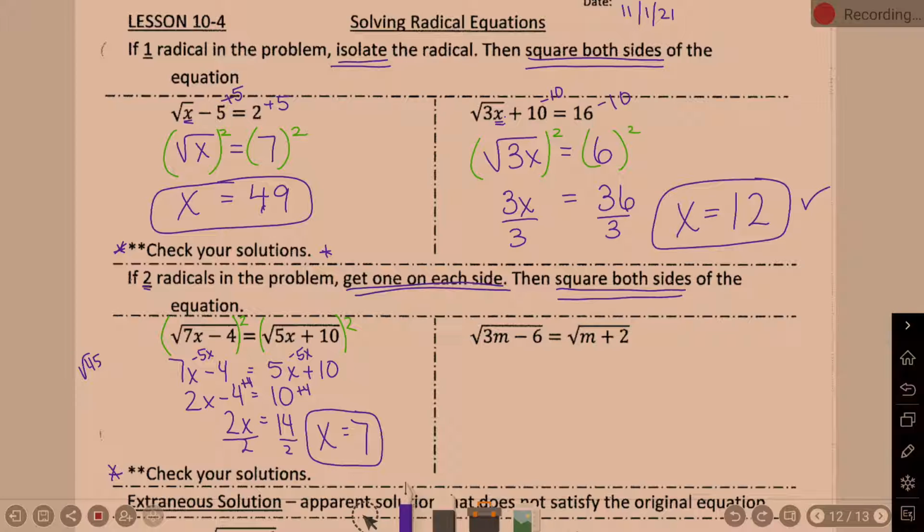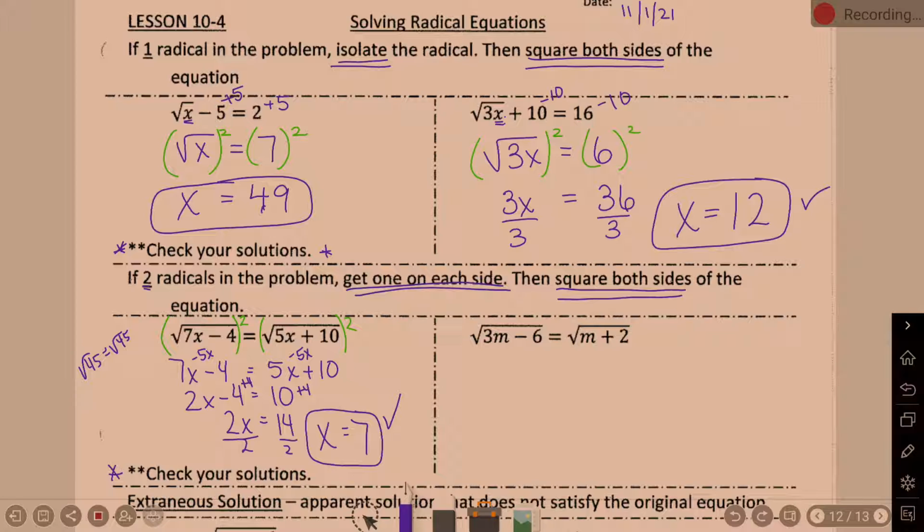Now I'm going to plug in 7 on the other side. 5 times 7, 35, plus 10, 45, and it's under a square root, which I already had, square root of 45, didn't I? So square root of 45 equals square root of 45, which checks out. That's the mental check I want you doing. If you need to write it down, you can, but you can also just do it mentally.